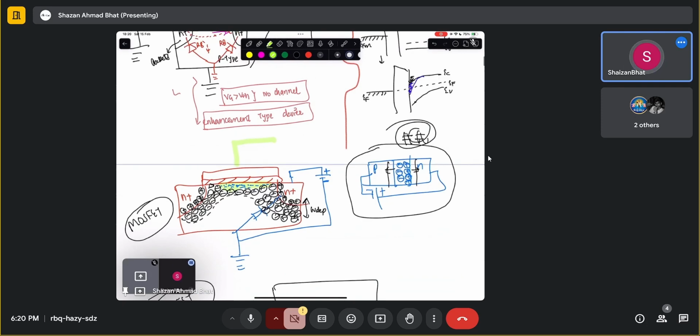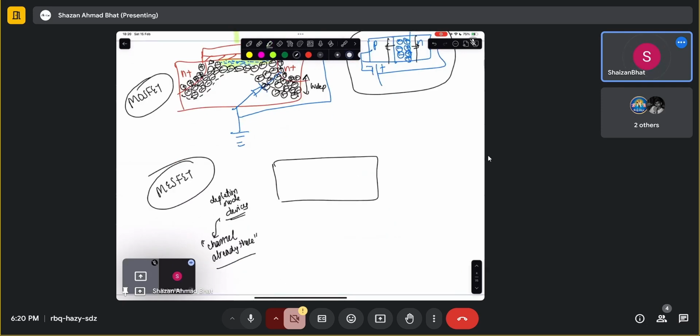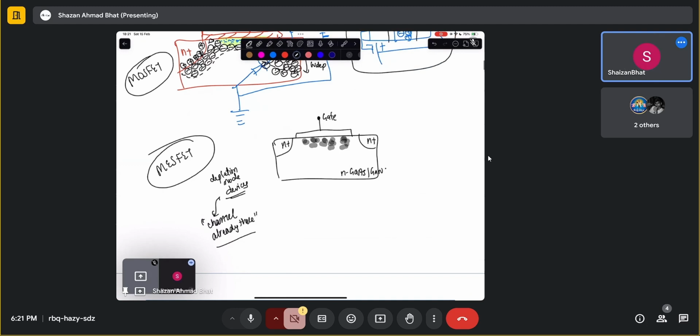Okay, these were not there. In here, this particular channel is already having electrons. If this is, let's say, an N plus region, this is N plus, and this is a gate terminal directly over the substrate. Let's say this is N-type gallium arsenide, or maybe gallium nitride. It doesn't matter. So these electrons are already there, which means it's normally on.